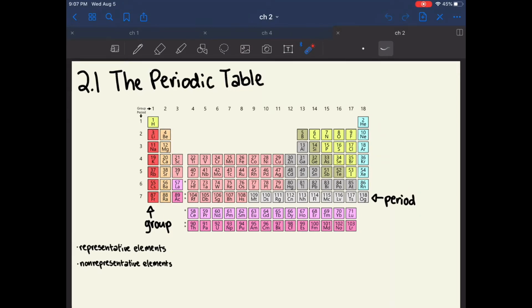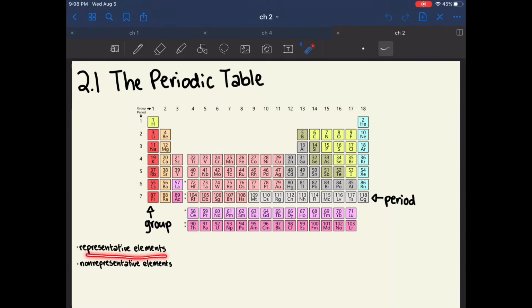The second level of organization is called a period. So this would be a period, and this would also be a period. What the period tells you is the energy level that the valence electrons are at. Hydrogen is in period 1, so the valence electron of hydrogen is in the energy level n equals 1. Lithium and beryllium are in the second period, so their valence electrons would be in the energy level n equals 2.